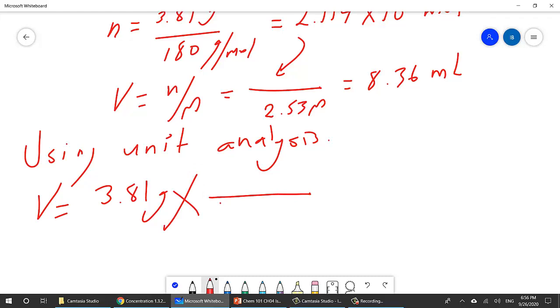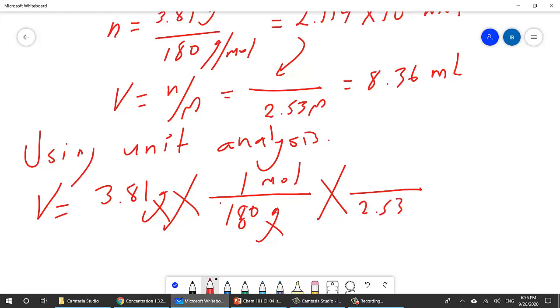So I know that 180 grams of glucose is equal to 1 mole, right? So this grams goes with this grams, and then you use the definition of molarity. Molarity is 2.53 molar, so that's mole per liter, so that means 2.53 mole per 1 liter. That's the molarity, right? So this mole goes with this mole, and now this leaves us with liter.